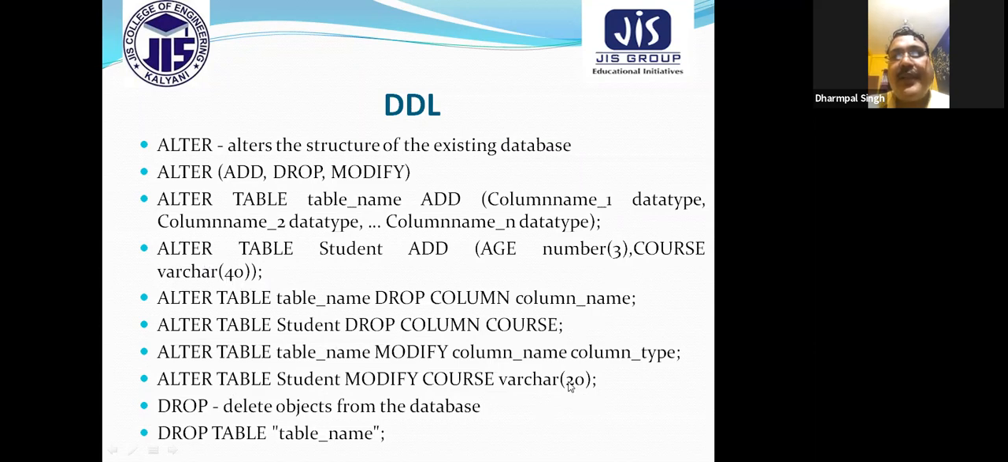Suppose some data is already there. You have to check whether data exists or not. If data of a certain size already exists and I want to alter it, suppose there is data of size 30 and I want to make the size 20, it is not allowed because 30 already exists, so 20 will not be allowed.